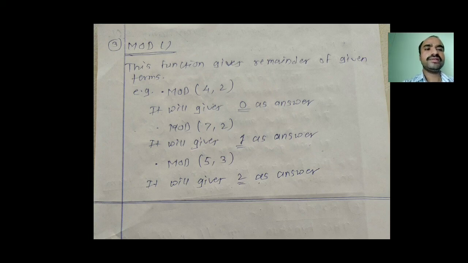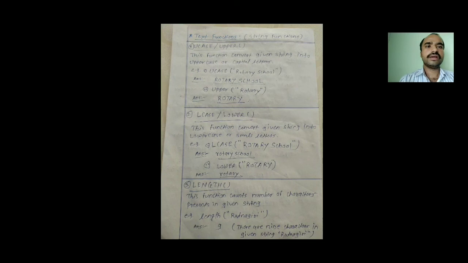And the next one is MOD(5, 3). It will give the answer 2. So that was about the mathematical functions. We have seen three functions in mathematics. One is power, which will calculate power. The second one is round, which gives the rounded value. And the third one is mod, which gives us the remainder of the given terms.